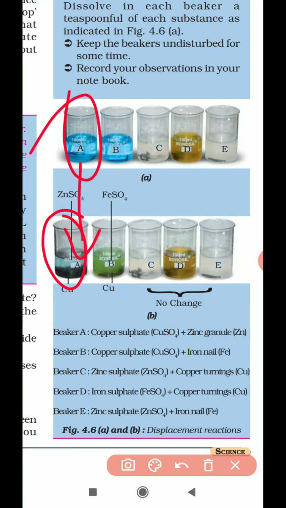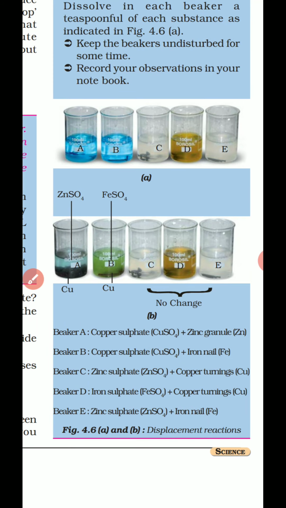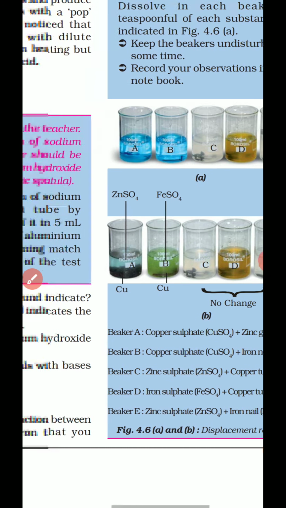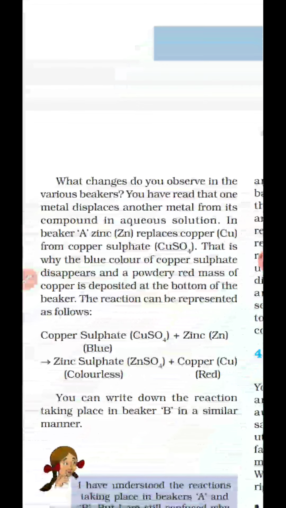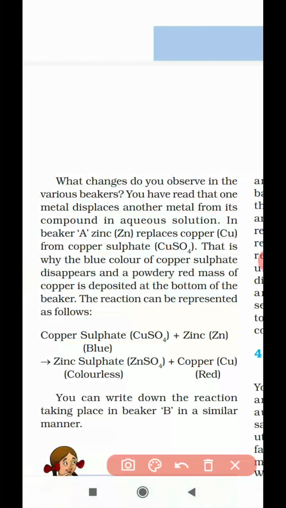The color has changed because of displacement reaction. Now we are going to study what is the meaning of displacement reaction. Please have your textbooks in your hand. Whatever I am underlining, you are also supposed to underline. Okay, so displacement reaction means what?